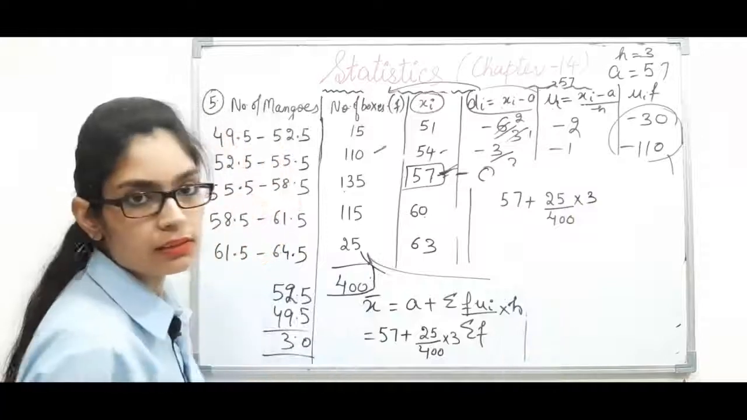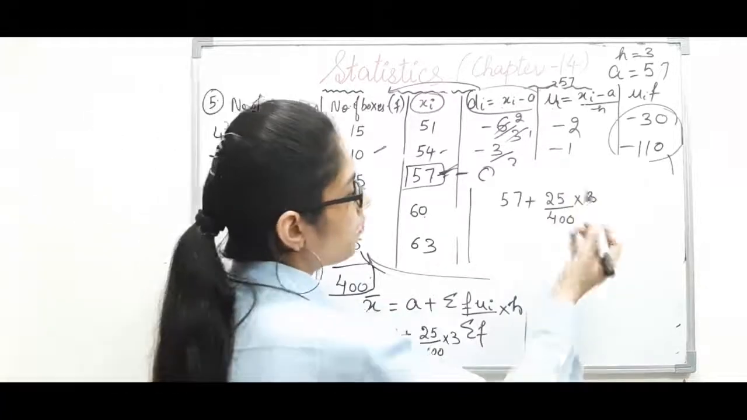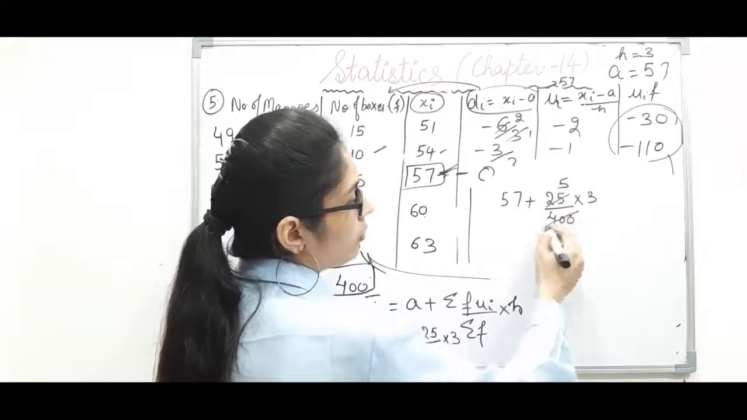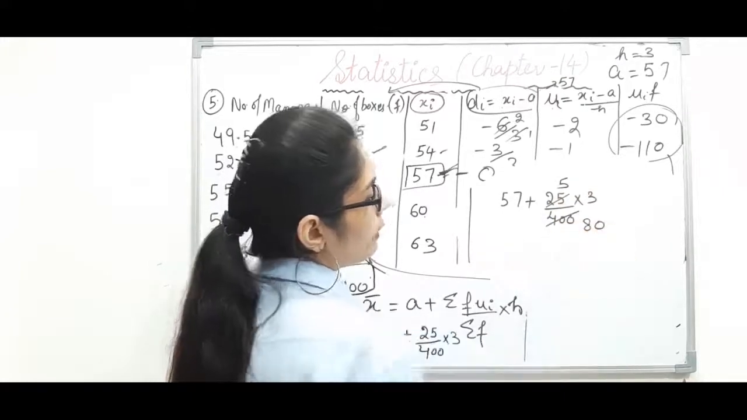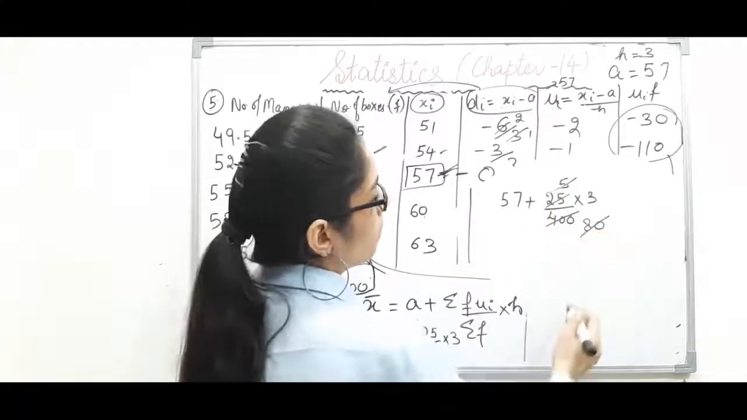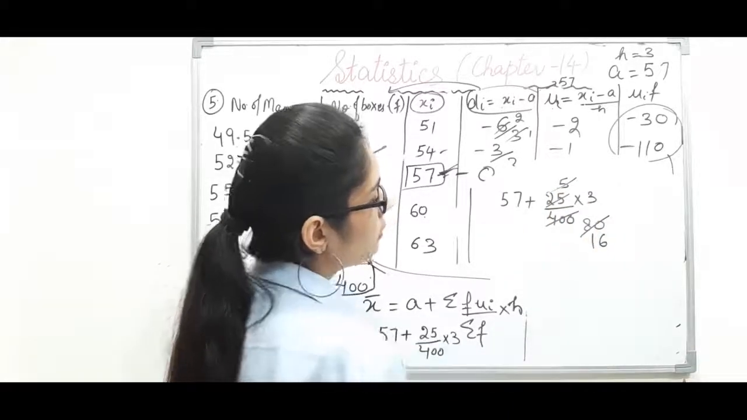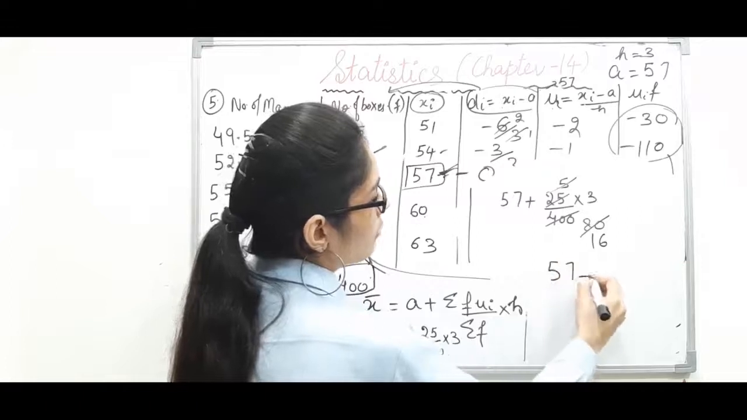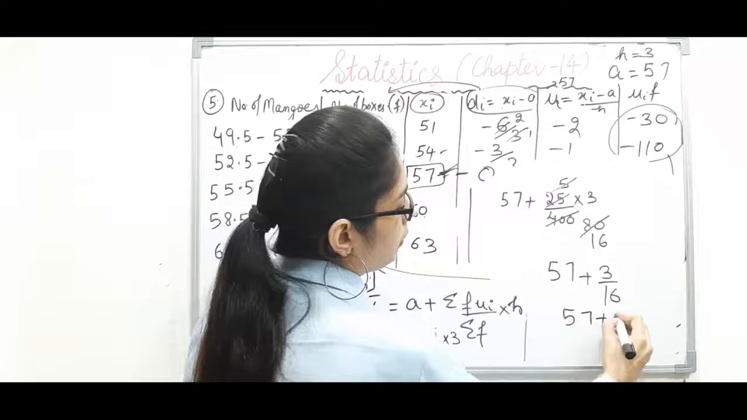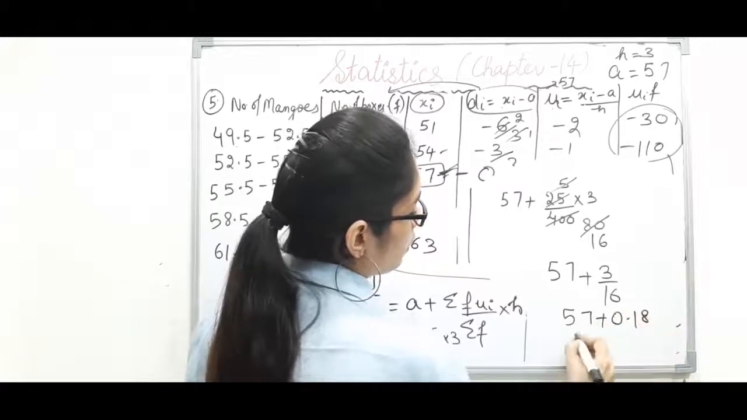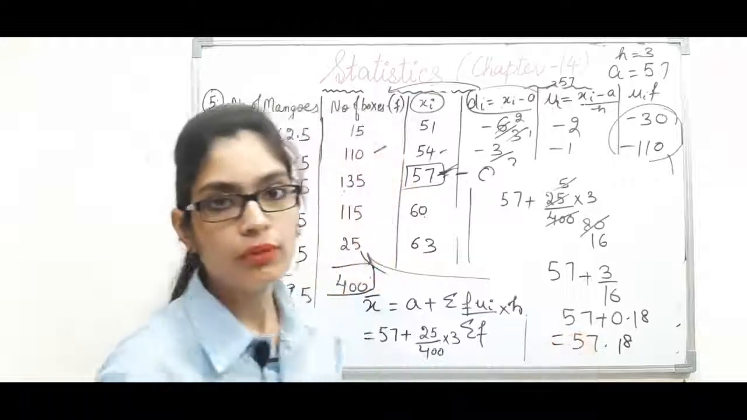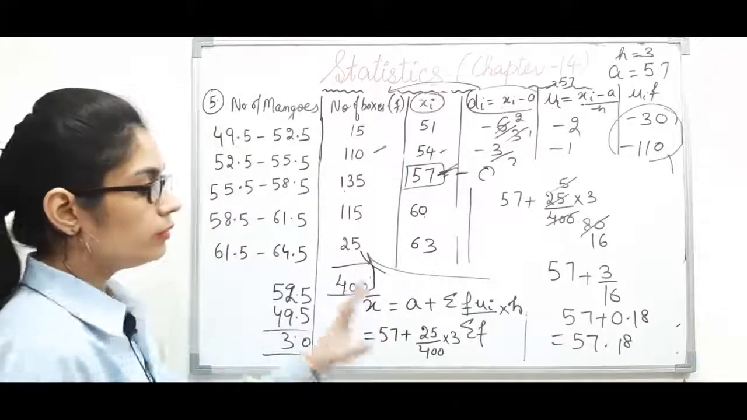You can see if the cancellation is possible, you can do it. In the 5's table, 5 into 5 is 25, 5 into 80 is 400, so again we got 57 plus 3 by 16. This will be 57 plus 0.18, so it will be 57.18. So the same value we have got for all the three methods.